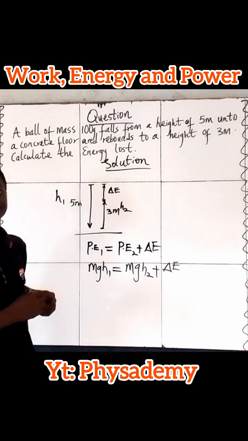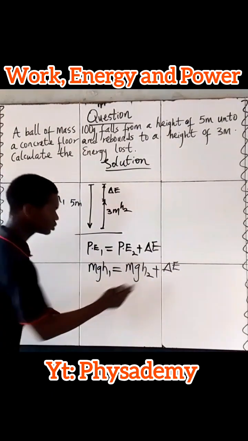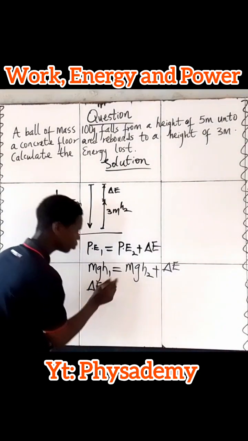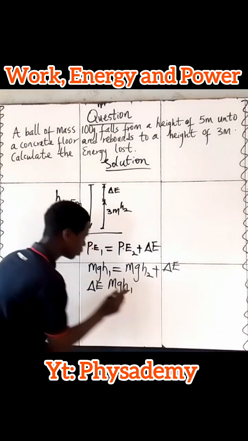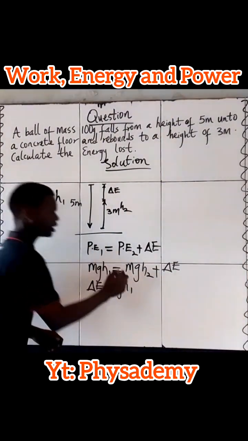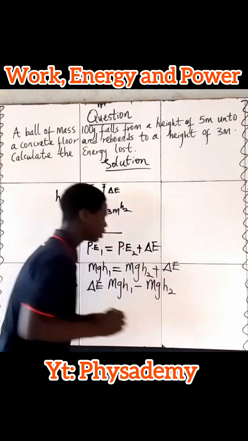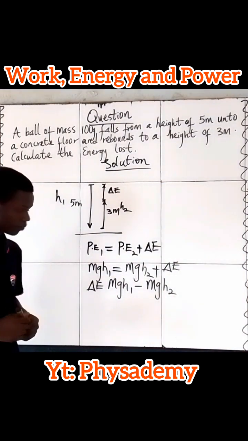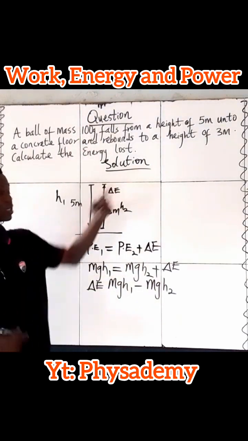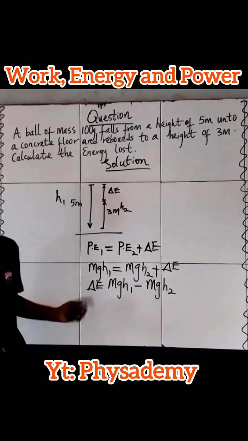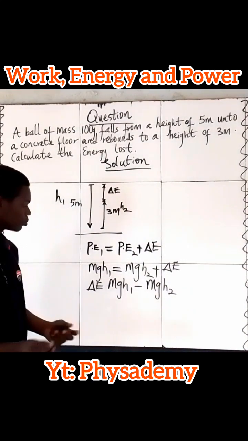We are looking for the change in energy. They said calculate the energy loss. So when we make this the subject, change in energy will be equal to mgh1 minus mgh2. Now looking at this, we can input the values for the mass and the gravity. Gravity is always 10 meter per second square if you're not given. We can also use the heights h1 and h2. But what can we do to make this easier for us?